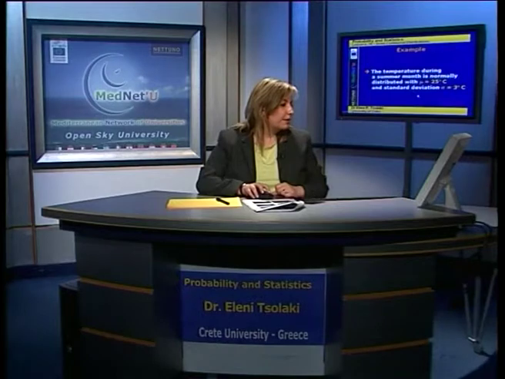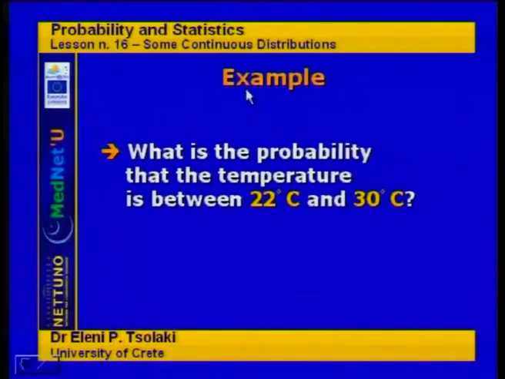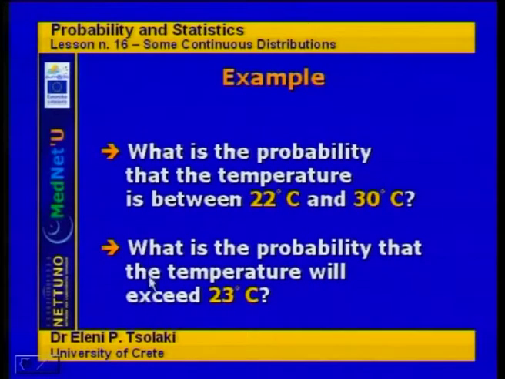So for this example, we want to calculate the probability that the temperature is between 25 degrees Celsius and 30 degrees Celsius. Also, we want to find what is the probability that the temperature will exceed 23 degrees Celsius.